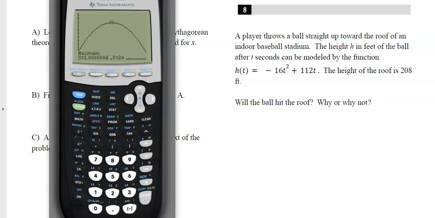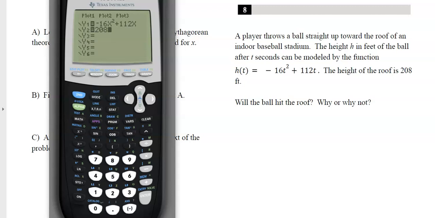Where are we? Boom. So let's pop this guy in. Negative 16x squared plus 112t. And then just hit enter. And then I'm going to enter the second line, just y equals 208. Just a straight horizontal line.